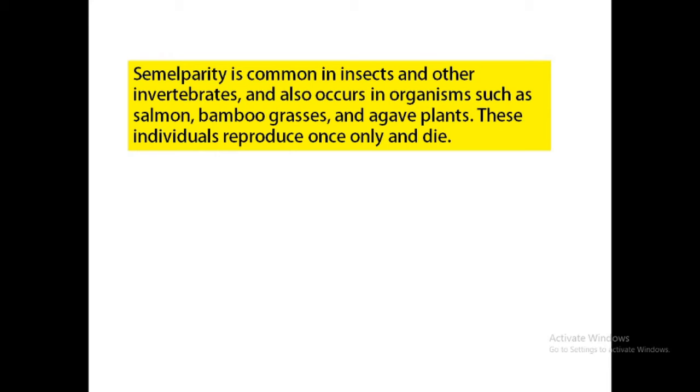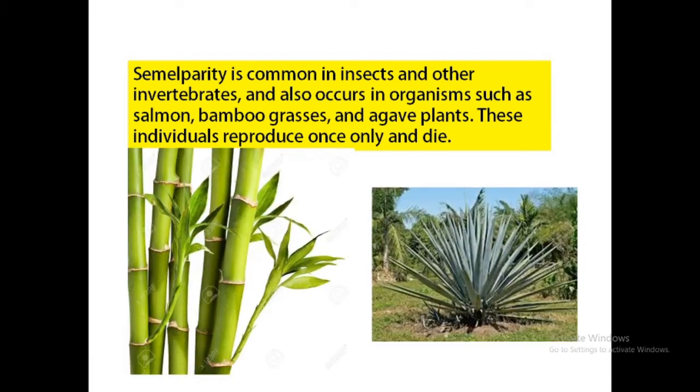So semelparity is common in insects, invertebrates, and some organisms such as salmon, and plants such as bamboo and agave. They reproduce only once in their life and die. So this is bamboo and agave.